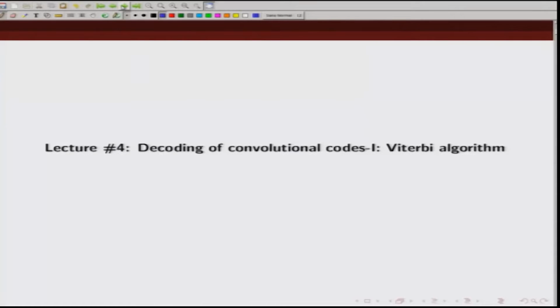Welcome to the course on error control coding and introduction to convolutional codes. Today we are going to discuss how to decode convolutional code, and in this regard we are going to talk about a maximum likelihood decoding algorithm known as Viterbi algorithm for decoding of convolutional codes.